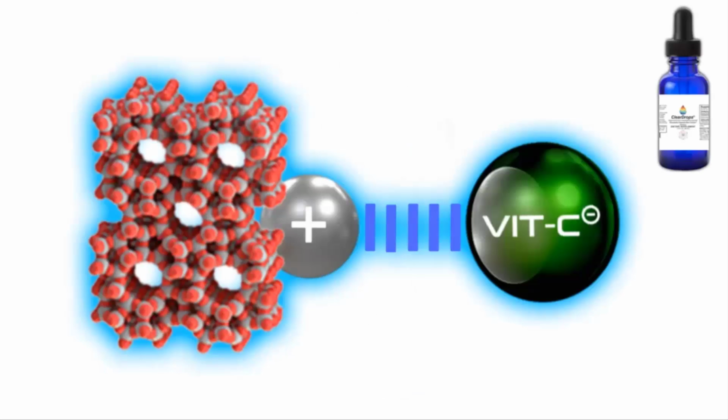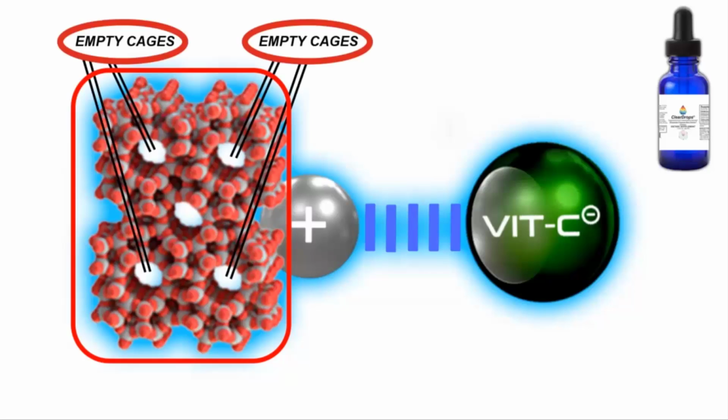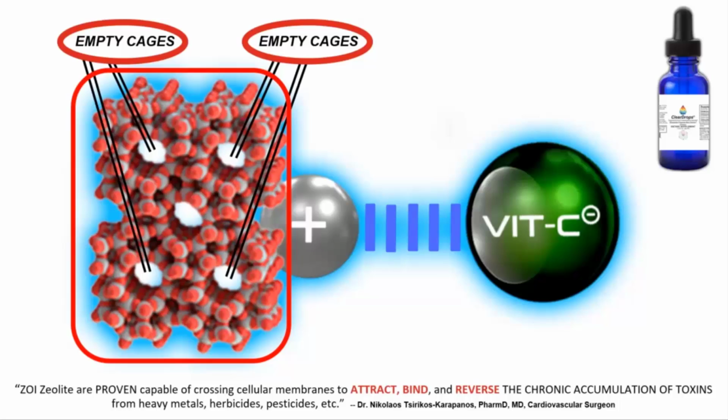The zeolite in ZOI ClearDrops has zeolite cages. Remember, all zeolites must be cleaned because heavy metals are naturally part of the zeolite structure. So after the zeolite in ZOI ClearDrops is cleaned from what's called elemental impurities, these cages will remain empty. The cages remain empty to attract and bind toxins that reverses the chronic accumulation of toxins like heavy metals, herbicides, and pesticides that Lori described for you. This is making sense, right?